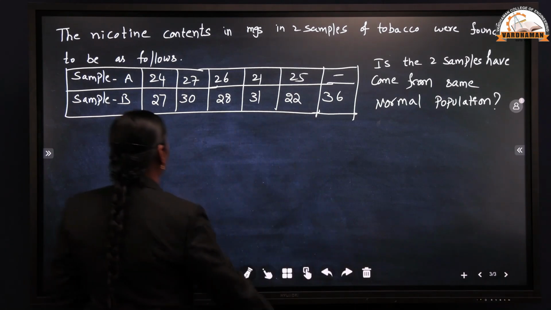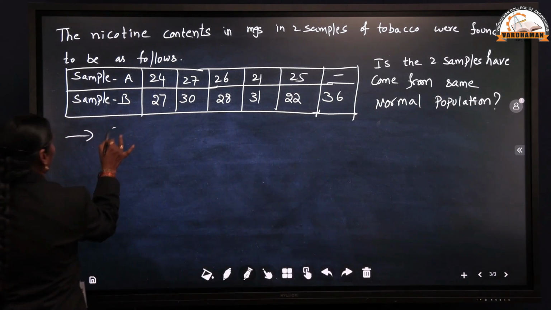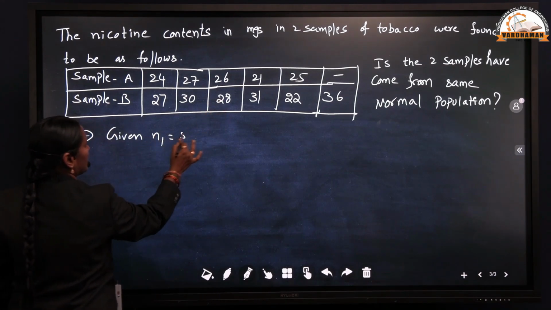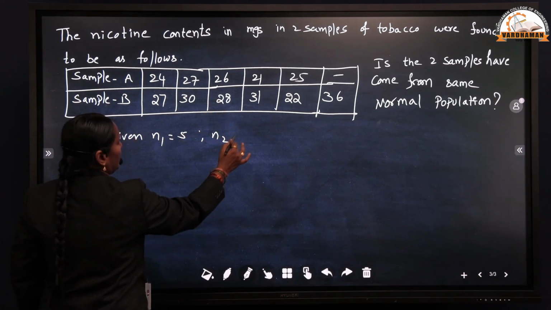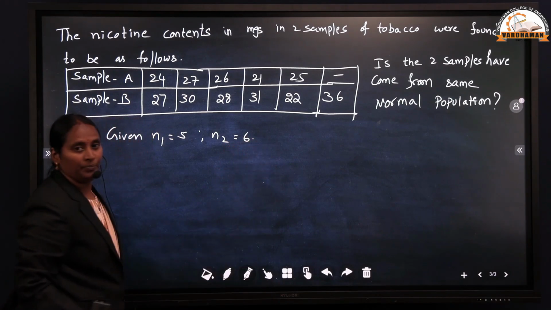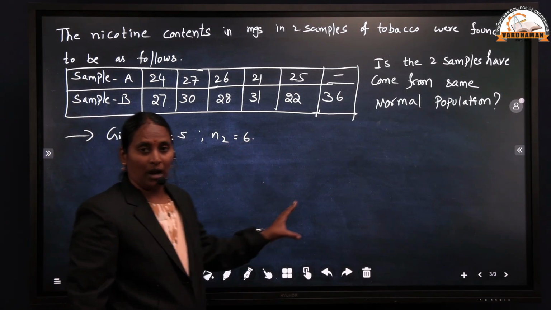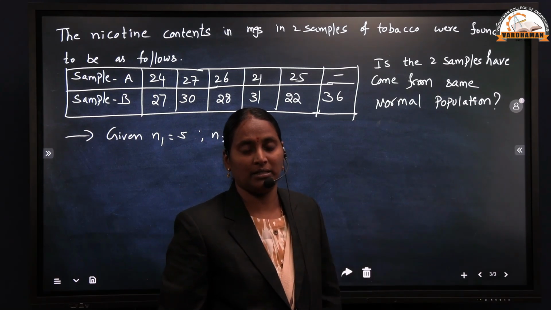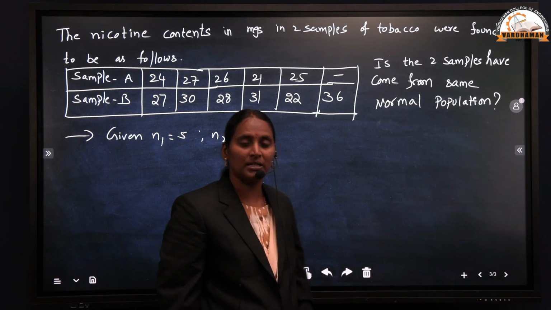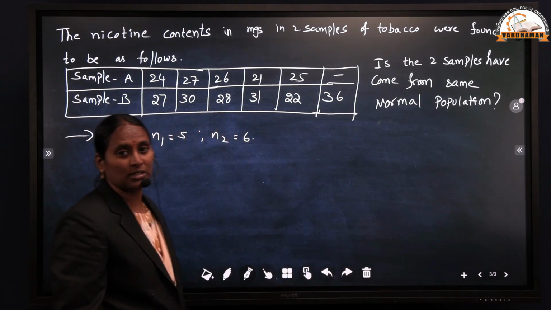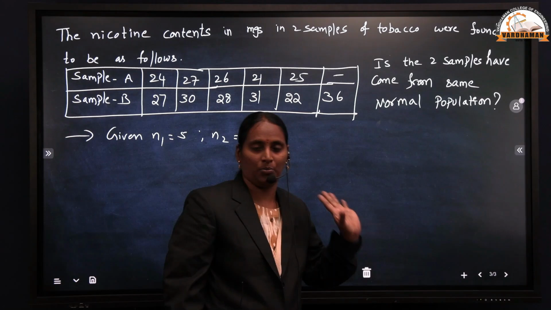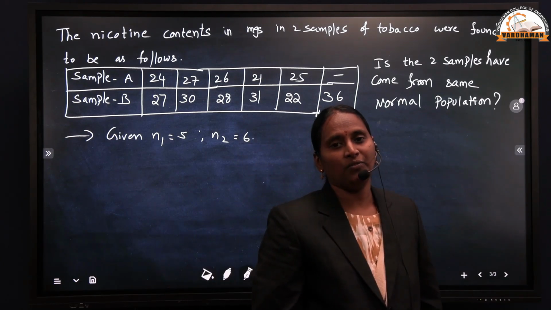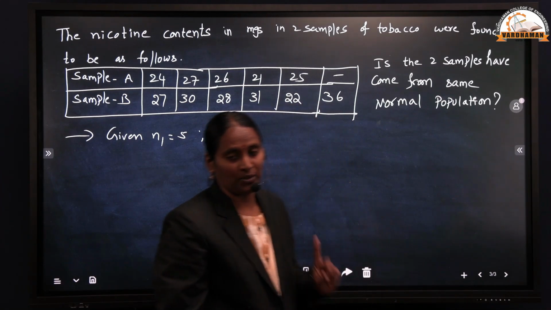So now in the given problem, the sample sizes n1 and n2 are not equal. n1 is equal to 5 observations and n2 is equal to 6 observations. We are going to identify the problem first. Both the samples are of size less than 30, so it is a small sample test. We are going to check whether these 2 samples came from the same normal population, and whether there is any significant difference between these 2 population variances.